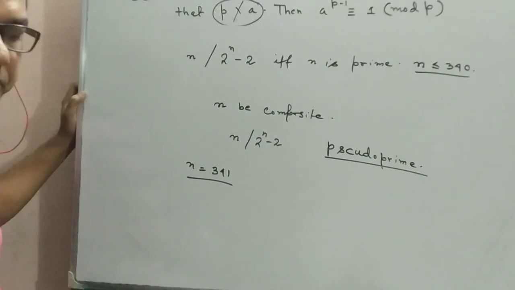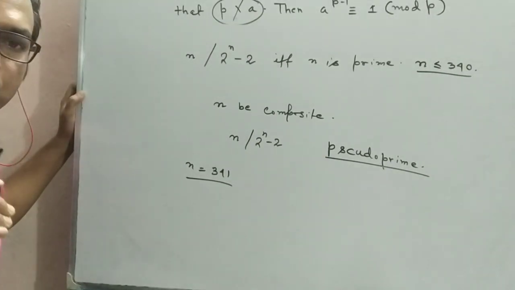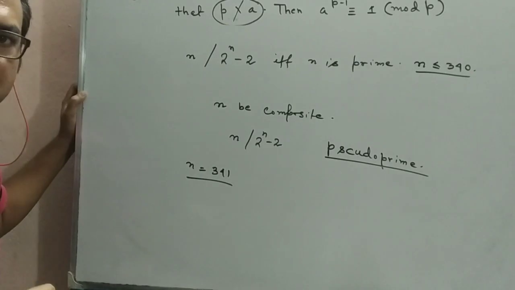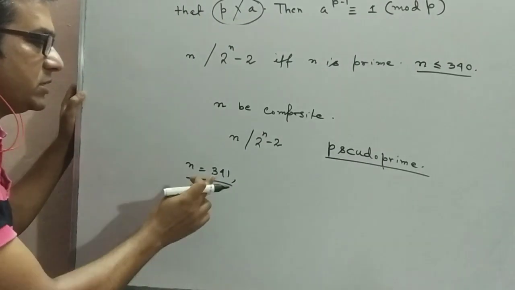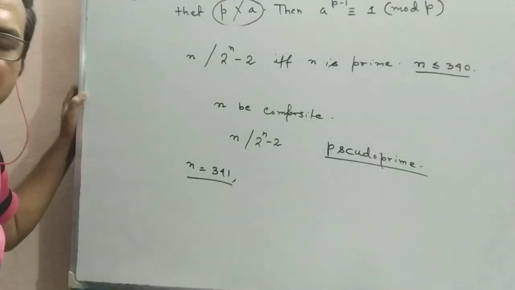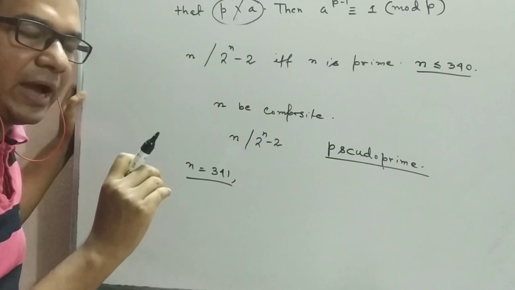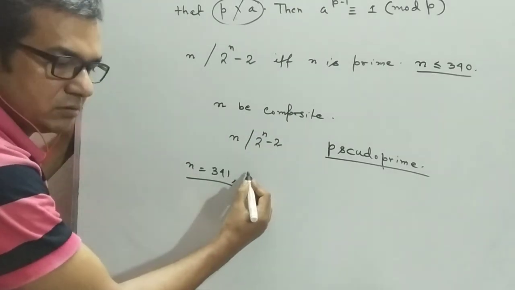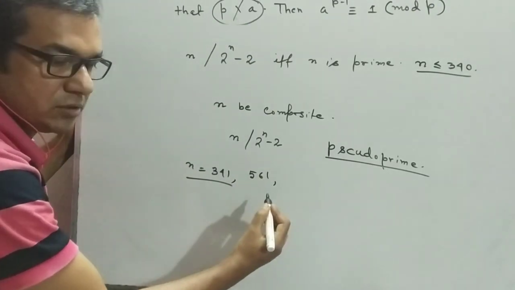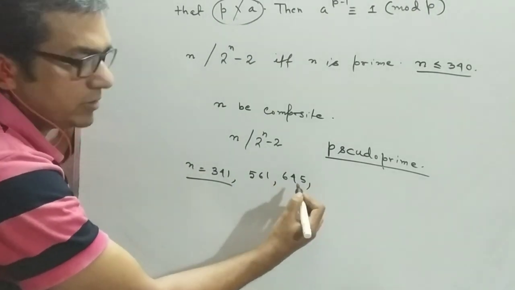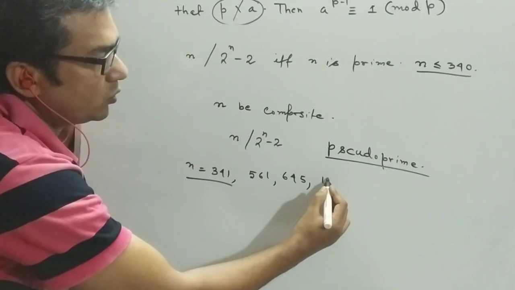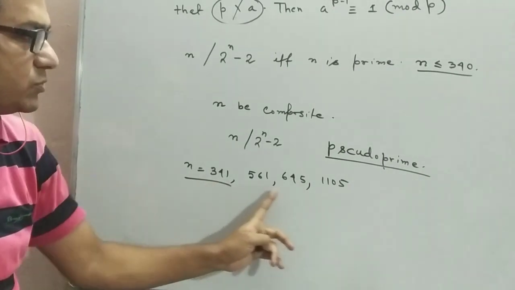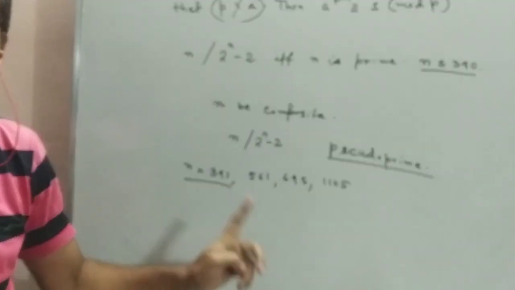Pseudo prime number. And the smallest 4 pseudo prime numbers are, this is the smallest pseudo prime, and another 3 are 561, 645 and 1105. Okay, these are the 4 smallest pseudo prime numbers.